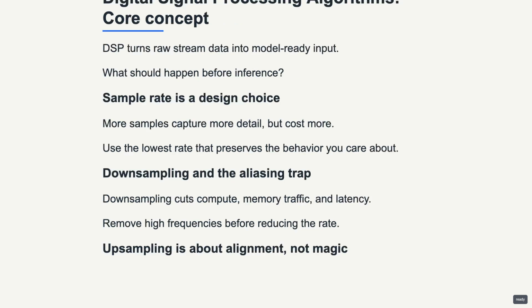Upsampling moves the other way by creating extra samples so streams can be aligned. It is useful when different sensors run at different rates, but it only estimates missing points. It does not restore information that was never captured.